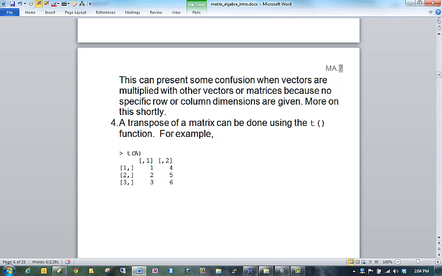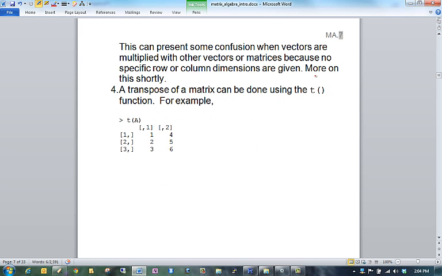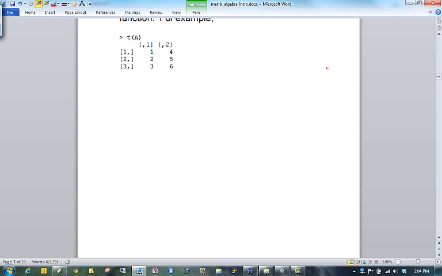We can also do a transpose of a matrix as well. R has a function T that actually finds the transpose.